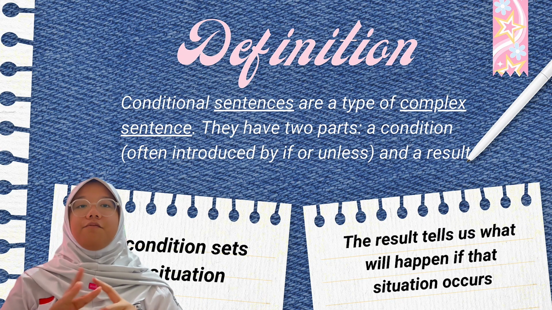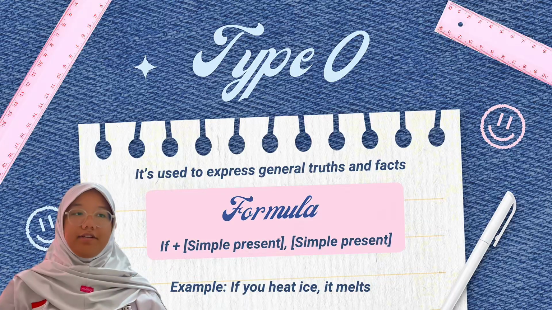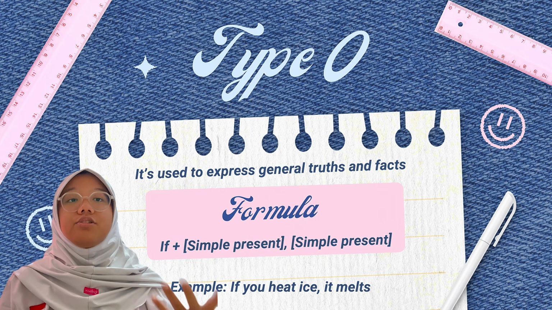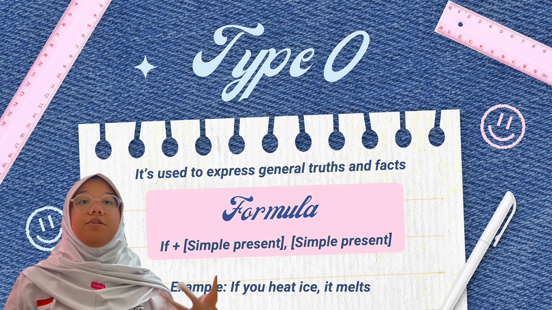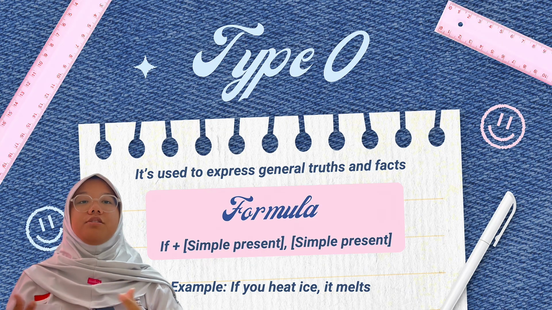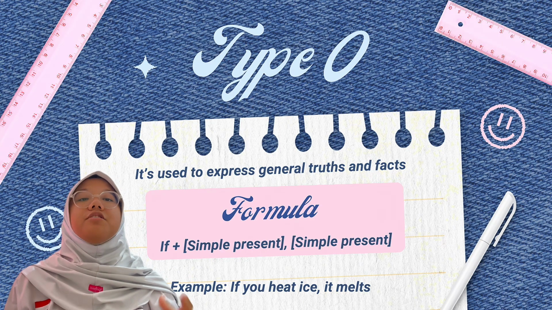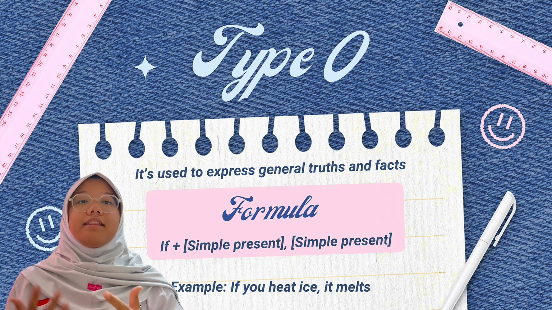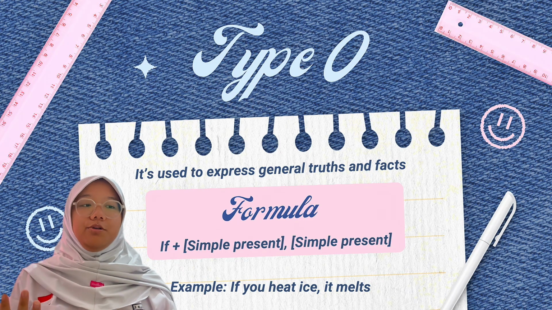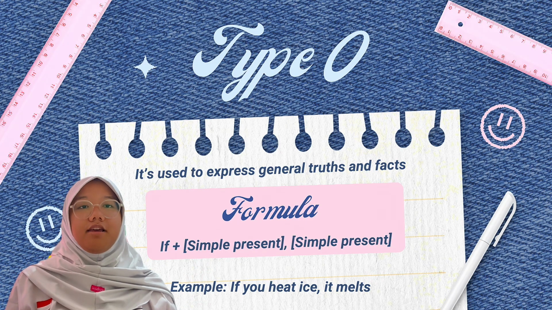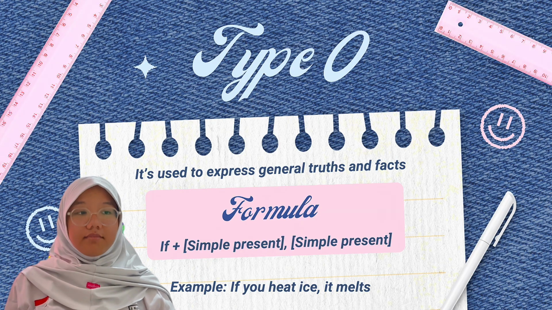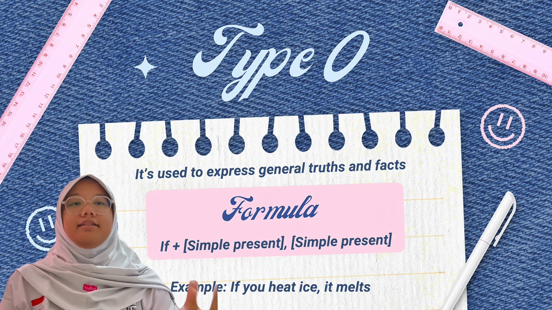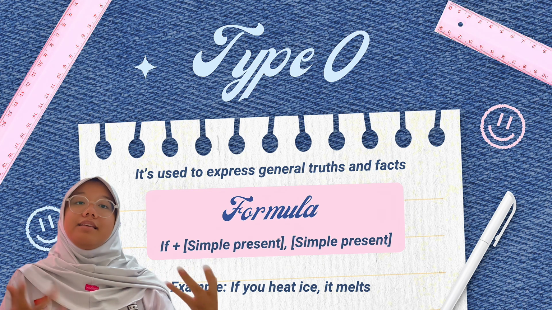Okay, so there are four types of conditional sentence. First, there is type 0. Type 0 is used to express general truths and facts. The formula for the condition is if plus simple present, and for the result, we use simple present. For example, if you heat ice, it melts. The sentence is a general truth and fact. It happens in daily life. If you heat ice is the condition. If plus you heat ice is simple present, and the result, it melts, uses simple present.